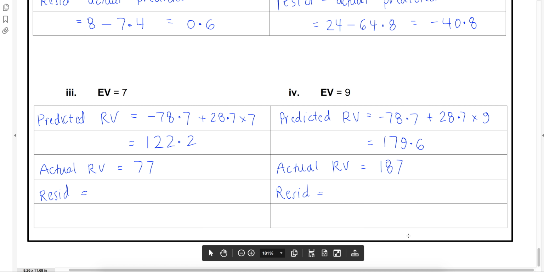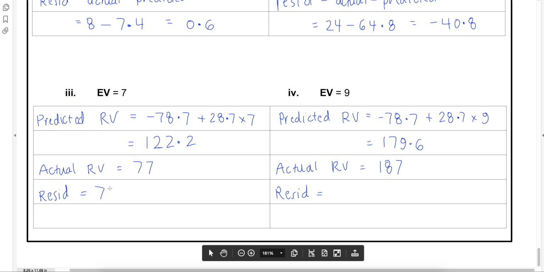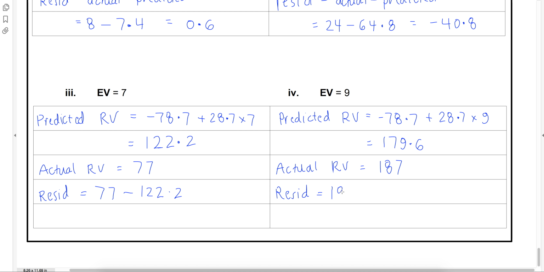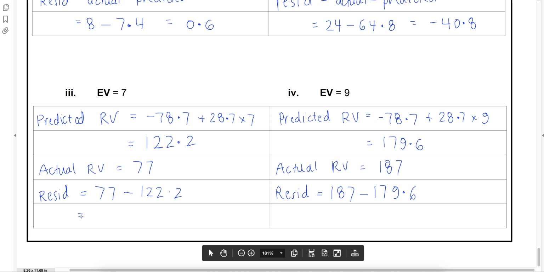And now I can finish this off. So the actual minus the predicted. The actual minus the predicted. And let's finish that off. So we've got negative for this one, of course. 45. And the last one, 187 minus 179.6, 7.4.